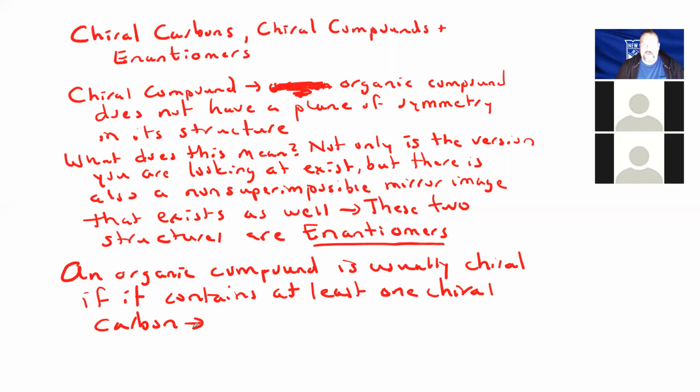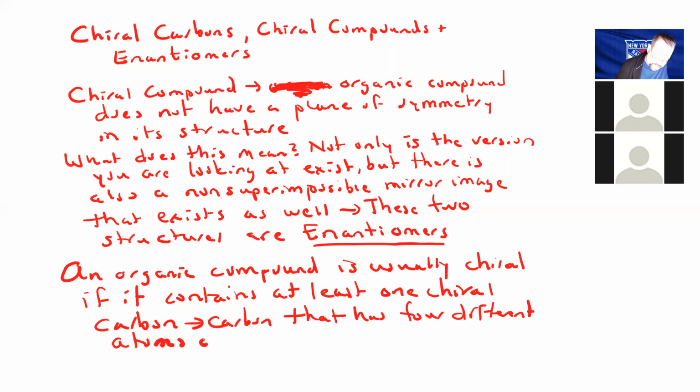Now, what defines a chiral carbon? It's a carbon that has 4 different atoms or groups of atoms attached to it.